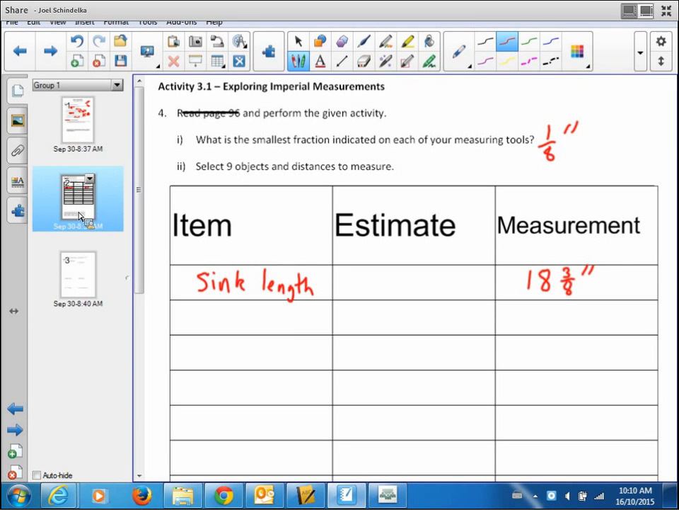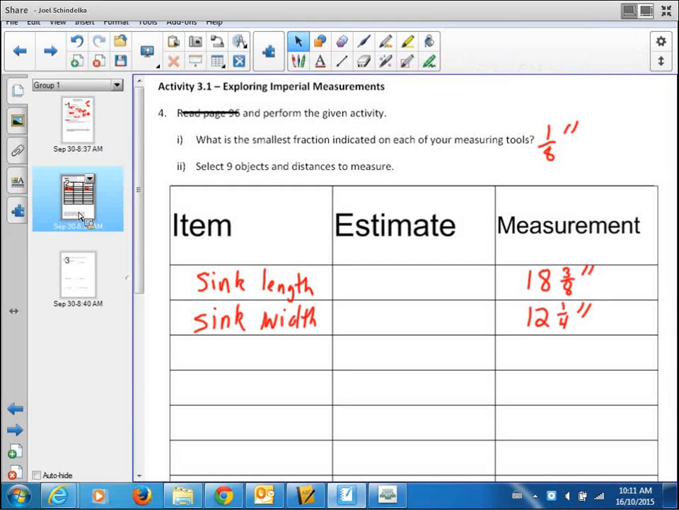2 of those eighths. Can you reduce? Yep. So that's 12, and like you said, 2 out of 8, but we can reduce it to 1 out of 4, right? 1/4. That's a 1/4 inch added up. So that's how you work with feet and inches. Well, that's just inches.